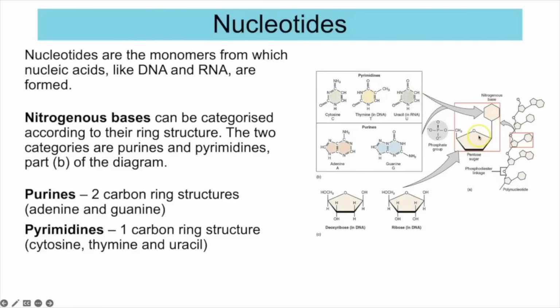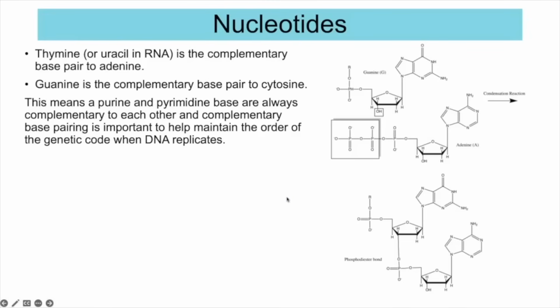The rest of the nucleotide is made up of pentose sugar, which is ribose for RNA and deoxyribose for DNA. And then finally, both would have a phosphate group. So the thymine or uracil in RNA is complementary to the base adenine, whereas guanine is complementary to the base cytosine. And what that means is you will always have a purine and a pyrimidine opposite each other in the double strand for DNA, and that ensures that the 2 strands are always equal width apart.